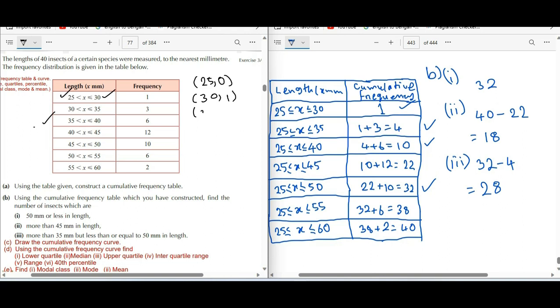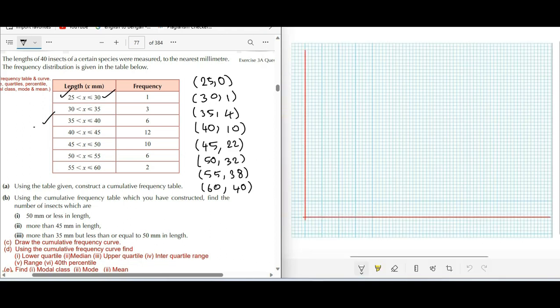So our next coordinates would be 35, 4 and 40, 10. So these are the coordinates. After finding these coordinates, you need to plot them and form a smooth curve. So the value starts from 25 and ends at 40. So let's consider the first value as 25.